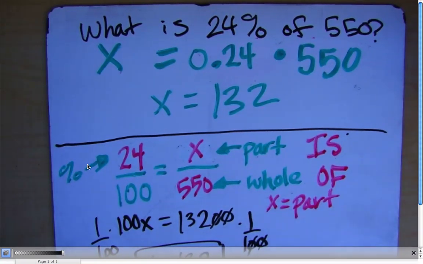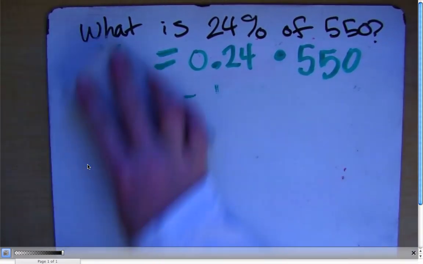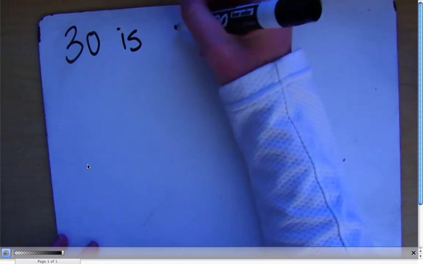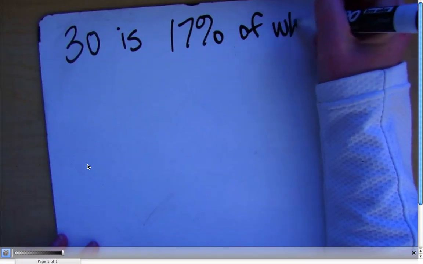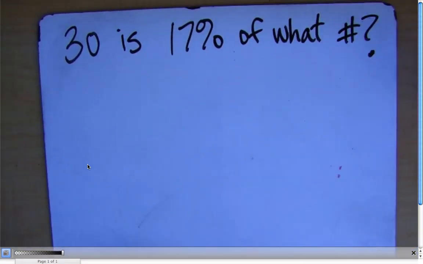Okay, so I'm going to give you a problem so that you can practice it, and I don't really care which method you use. You can try both and see if you like it. Up to you. So the problem we'll do is 30 is 17% of what number? Use the number symbol. Alright, so go ahead and hit pause so you can work this out. I don't care which method you use. And then when you come back, I'll show you the answer.